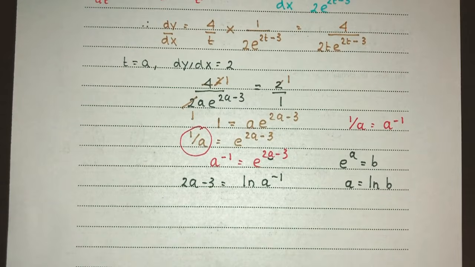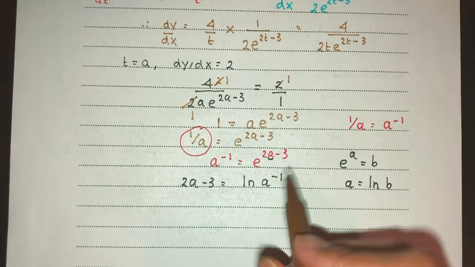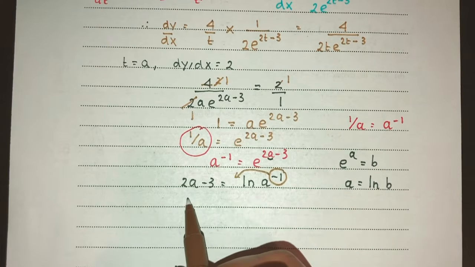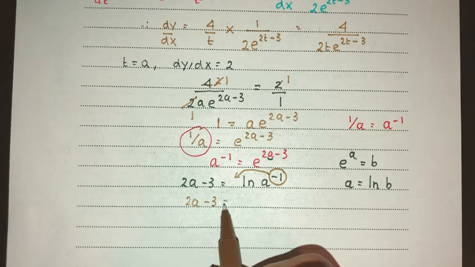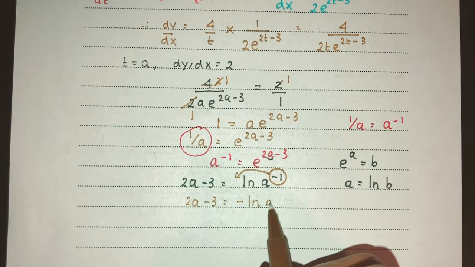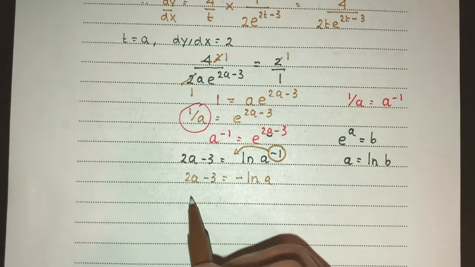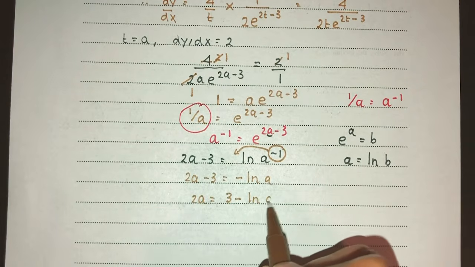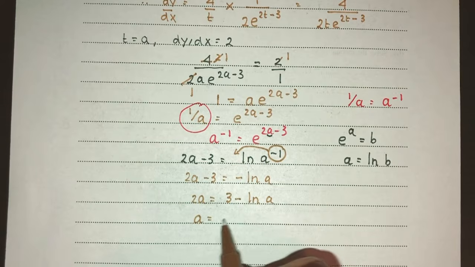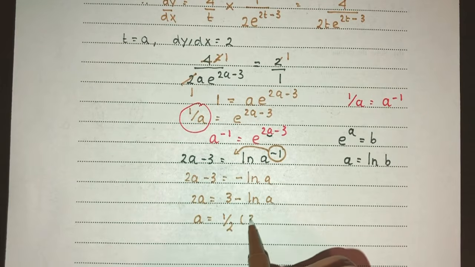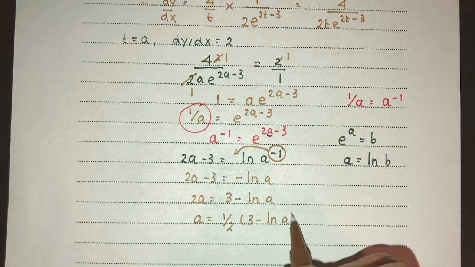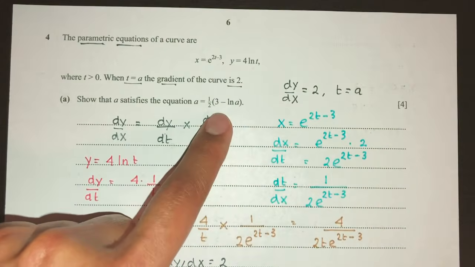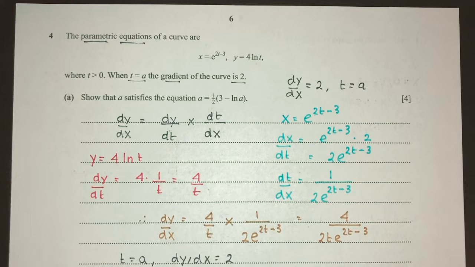Next step, if you observe this, we have a power here. We can send the power to the front. You will have 2a minus 3 is equal to minus ln of a. Now 2a is equal to 3 minus ln of a. a will be equal to half times 3 minus ln of a. And this is shown as required exactly right here. That will be for part A.